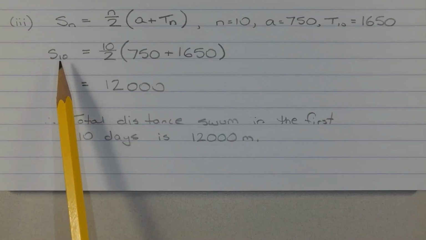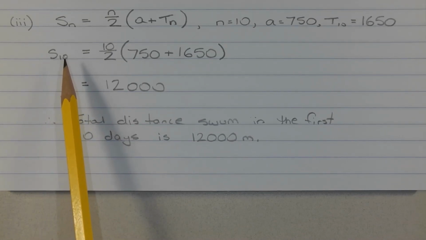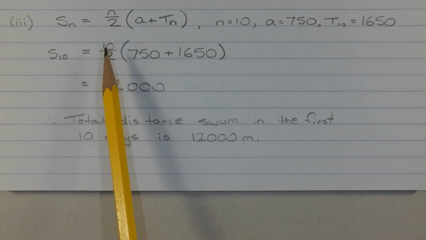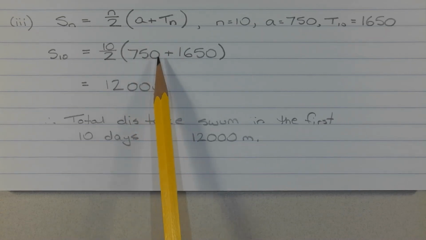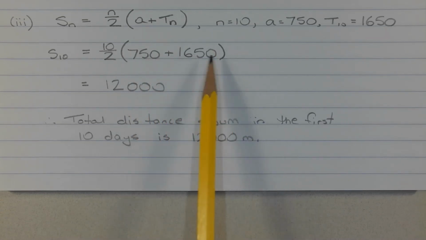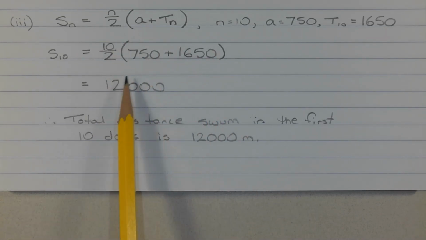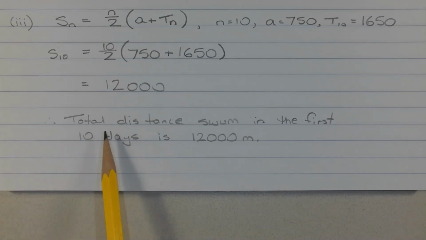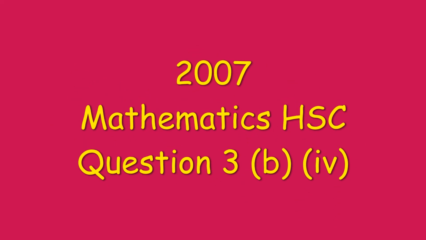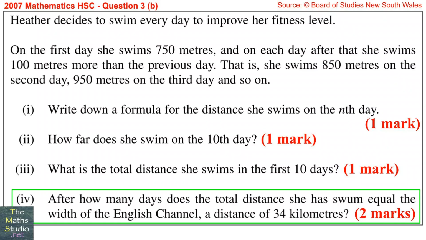So S10, which is the distance swum in the first 10 days, is equal to 10 over 2 times, open bracket, 750 plus 1,650, close bracket, which equals 12,000. Therefore, the total distance swum in the first 10 days is 12,000 meters. Part 4. After how many days does the total distance she has swum equal the width of the English Channel, a distance of 34 kilometers?